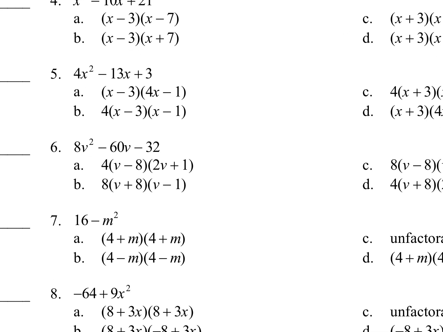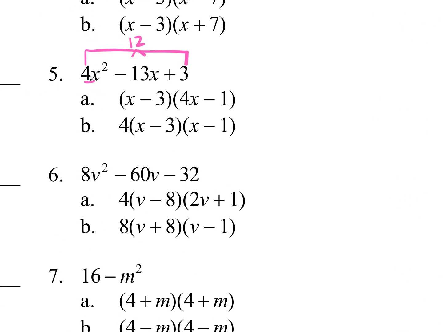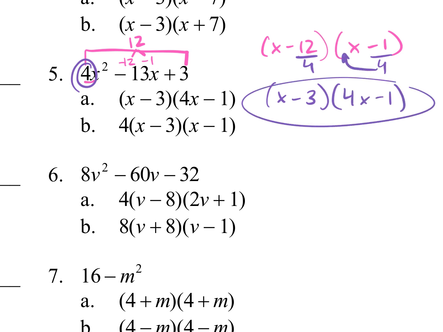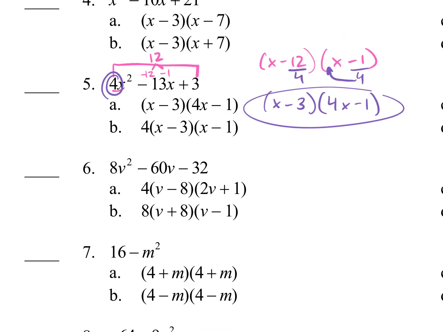For number 5, we start with a number that's not 1. So we have to multiply the first times the last. We get 12. Two factors of 12 that add to negative 13 would be negative 12 and negative 1. So we have x minus 12 and x minus 1. But when we start with multiplying, we have to remember to divide. So this would be x minus 3. And if it doesn't divide, we move it in front of the x. So 4x minus 1. So that would be answer choice A.